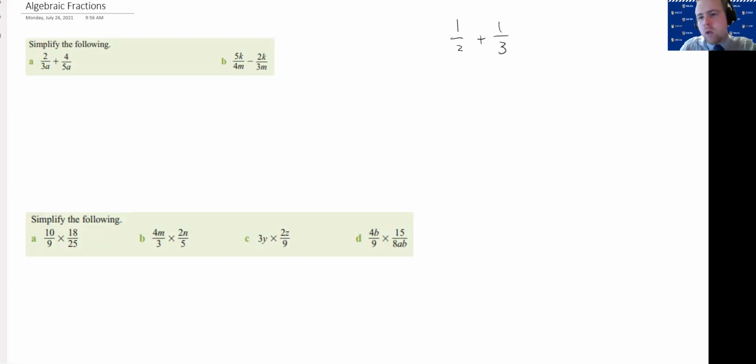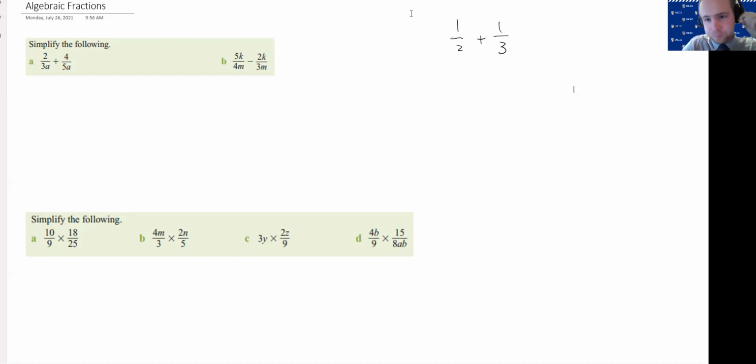Okay, when we're adding fractions, we need to make sure that we have a common denominator. Once we have a common denominator, we simply add the numerators together and our denominator stays the same. So if I have 1/2 plus 1/3, what I need to do is change both of these fractions so that they have a common denominator. And the common denominator is going to be the denominator that has all of the factors in common.